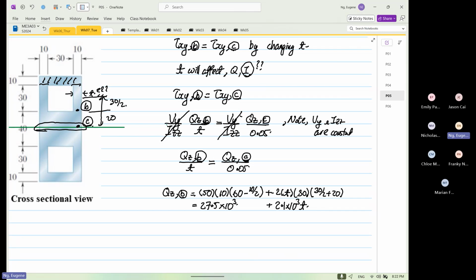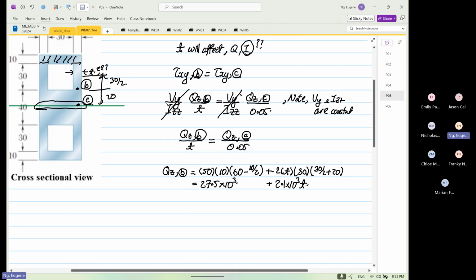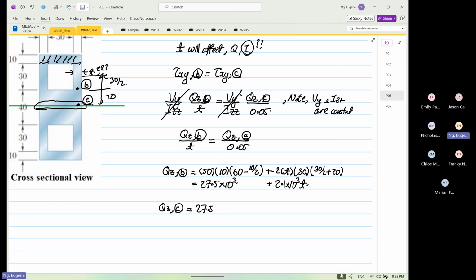Okay. So this is QZ at point B. Then we calculate QZ at point C, which is also equal to 27.5 times 10 to the power 3. Now we have up to B considered here, right? Next, we just need to consider the last part over here, right?